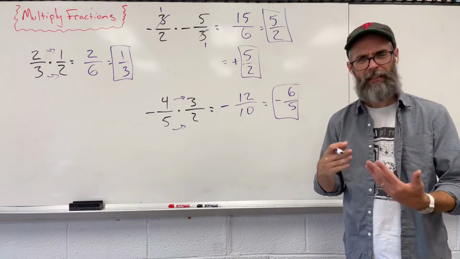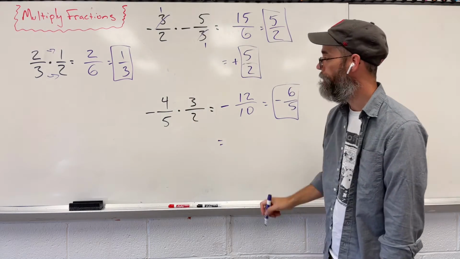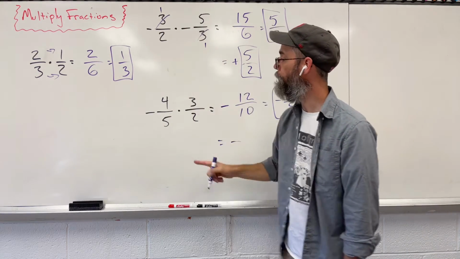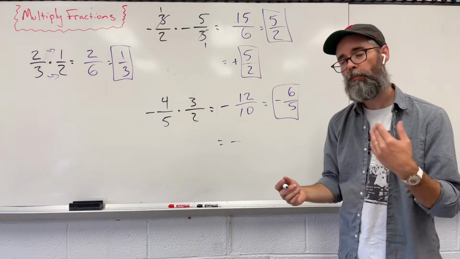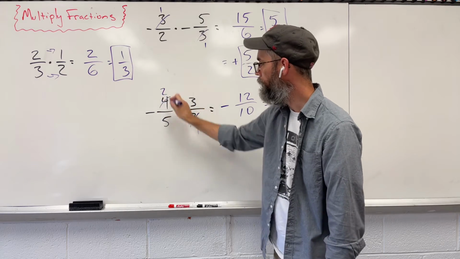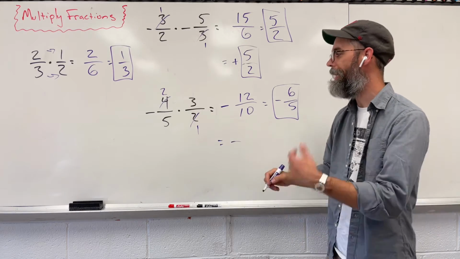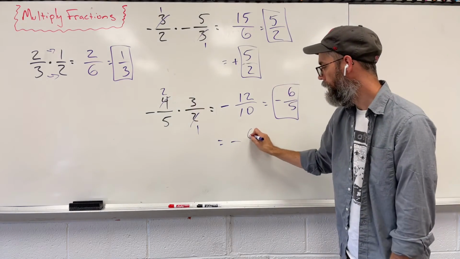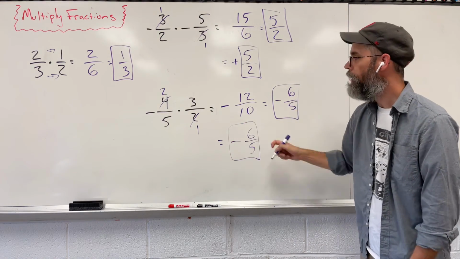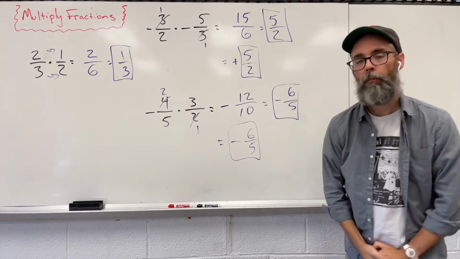Do I want to do this and try to get smaller numbers? Sure. You know what? I know that my answer is still going to be negative. I don't have the same number, but I have 4 and 2, which both share a 2. So what I'm going to do is turn that 2 to a 1, and turn that 4 to a 2. So I divided this 4 by 2 to get that, and divided 2 by 2 to get 1. Now, 2 times 3, 6. 5 times 1, 5, and look at that, same answer. So two ways of doing the same thing, and that is multiplying fractions.